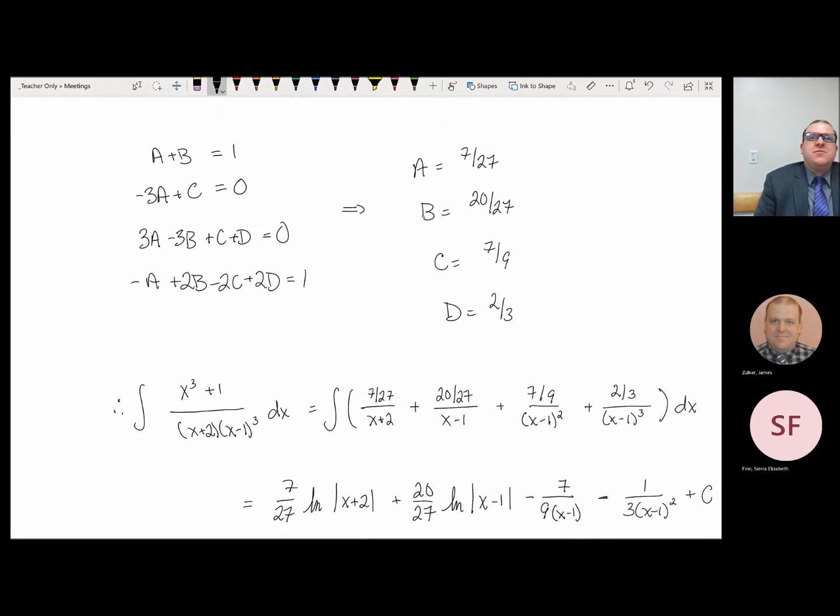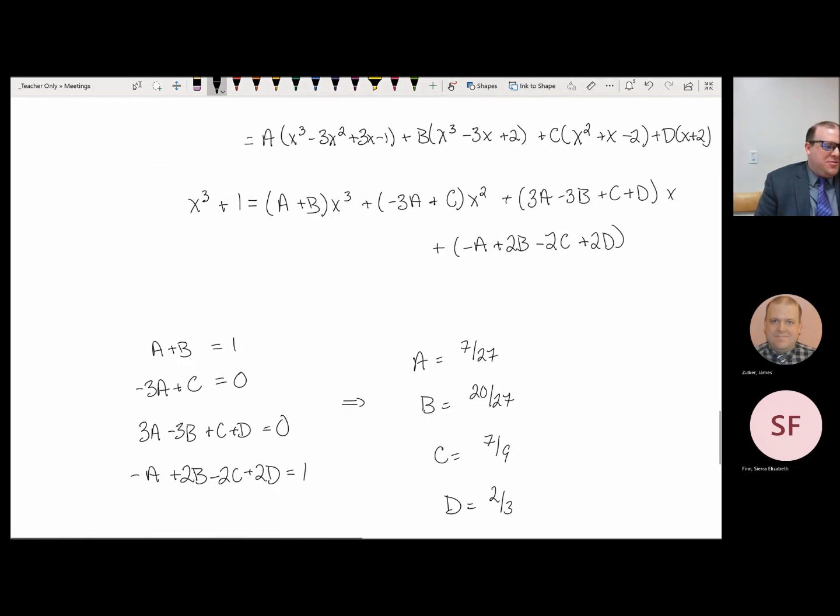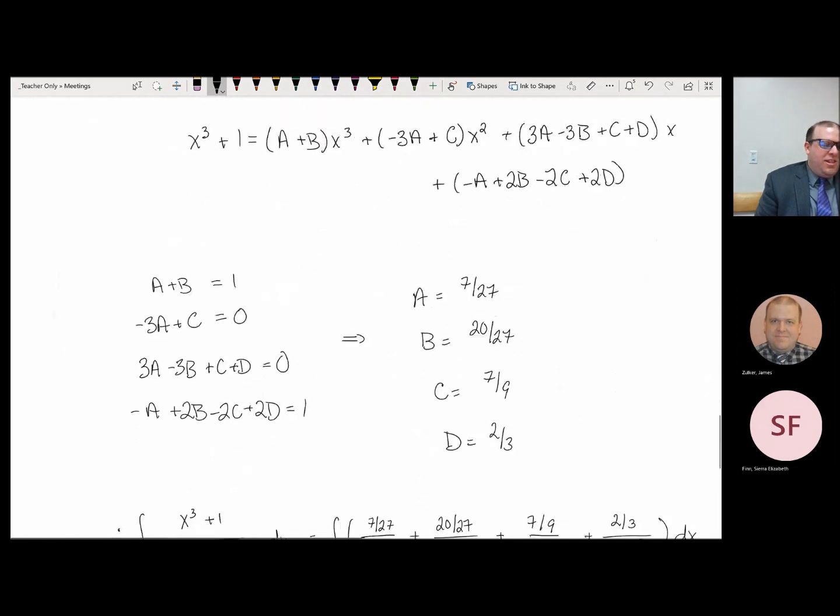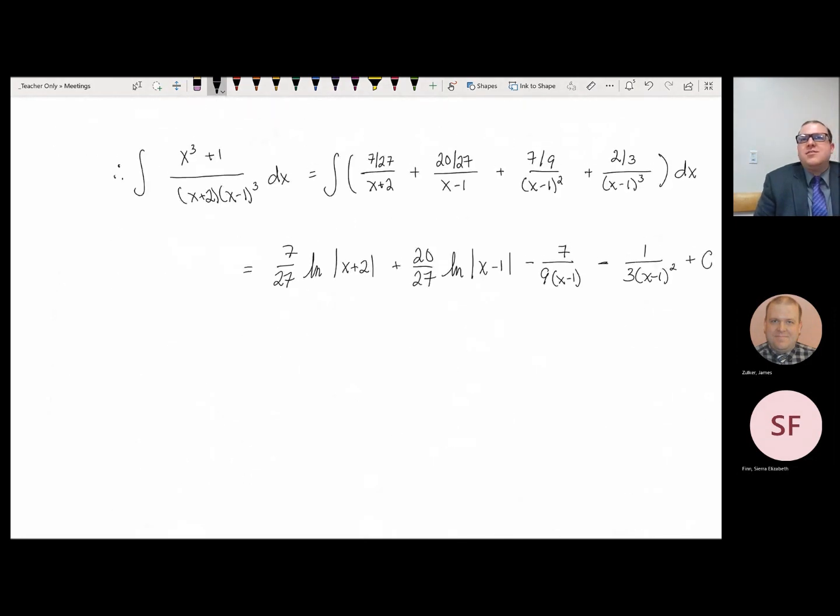Just imagine how much longer that would have taken if I made you solve that system by hand. Which again is algebra. This is all algebra up until that very last step. Welcome to calculus. That's 95% algebra. Oh, and by the way, that was just linear factors.